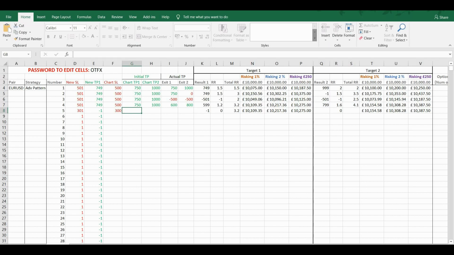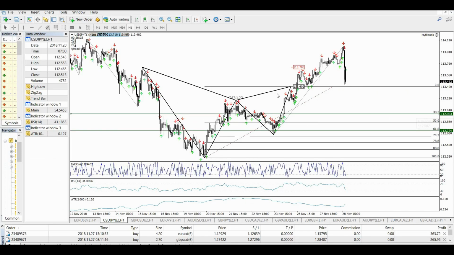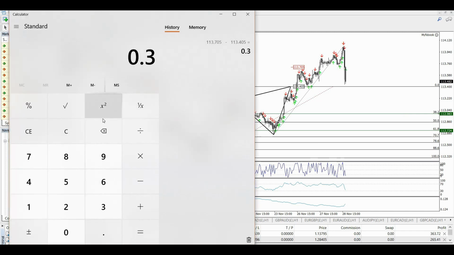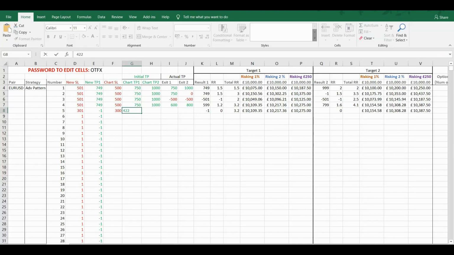Now first targets, if you were to use the 382 fib level from the A to D leg, so pattern completion, 382, 112.983, so let's do the math again. 113.405, where we got in at, minus 112.983, so it gives us 422 first target, so positive risk reward here. So yep, 422.